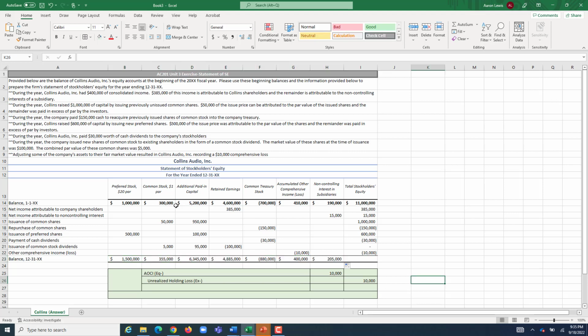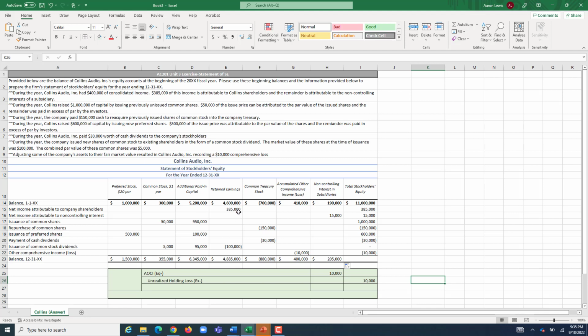and it's going to fill in all of my numbers. We started with $300,000 of common stock. It went up by $50,000 when we issued new shares, and it went up by another $5,000 when we issued a common stock dividend. Then that makes sense. The balance should be $355,000 at the end. For additional paid-in capital, we started with $5.2 million. It went up by $950,000 when we issued new shares. It went up by $100,000 when we issued new preferred shares, and it went up by $95,000 when we paid a common stock dividend. So $5.2 million plus those three numbers does in fact derive us as $6,345,000.